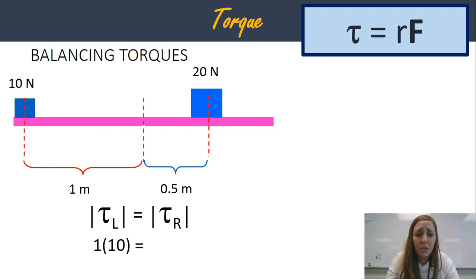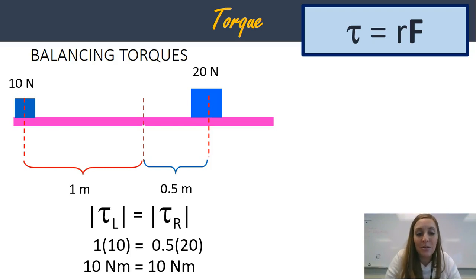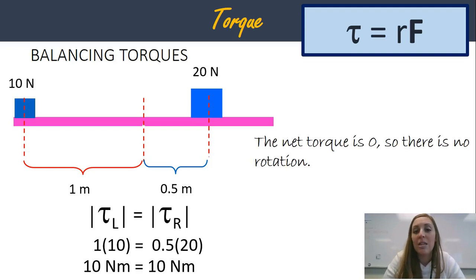So if I have radius 1 meter times 10 Newtons on the left equals 0.5 times 20 on the right, they're both 10 Newton meters. The magnitude is the same, in opposite directions, so they end up canceling out and we don't rotate. So the net torque is 0, so there's no rotation.